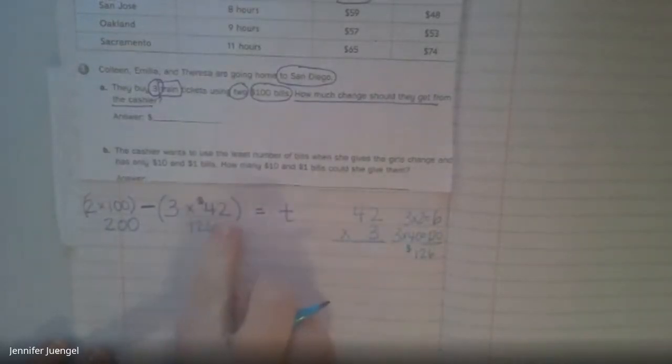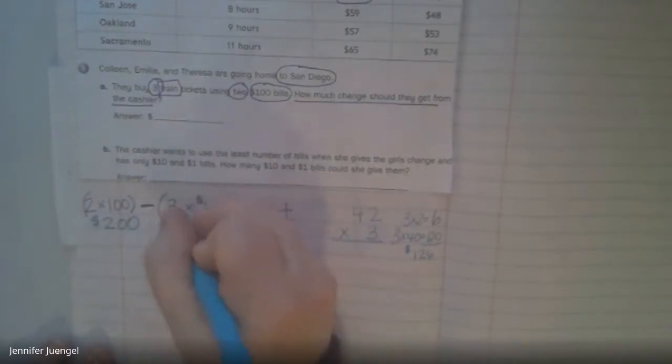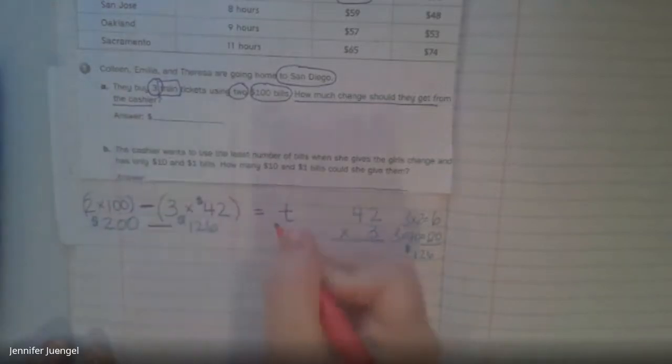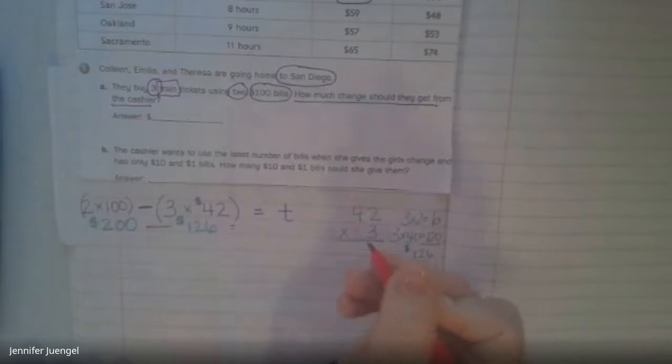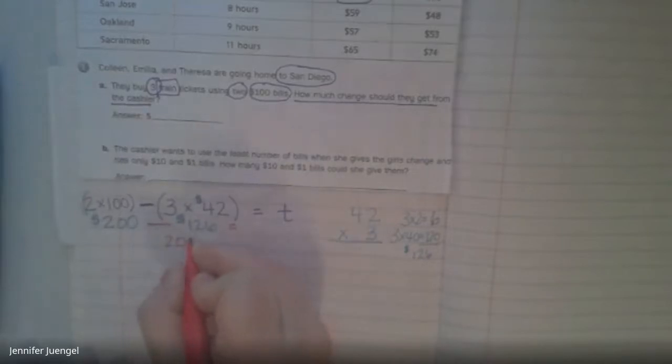I'm going to plug that in over here because now I know the answer. They paid $200 to the cashier. The cost of the tickets was $126. Now I'm going to do my subtraction to find out how much change we'll get back. So $200 minus 126 requires me to do some subtraction through zeros.